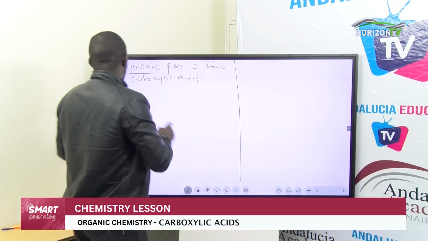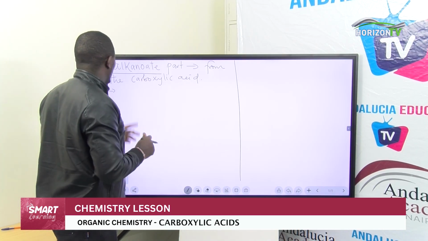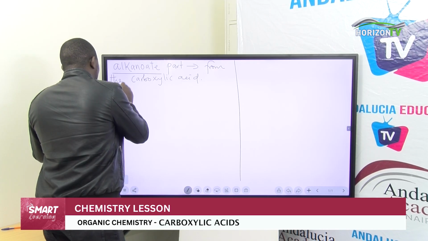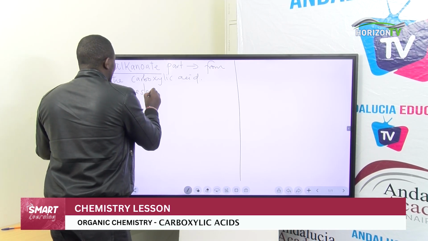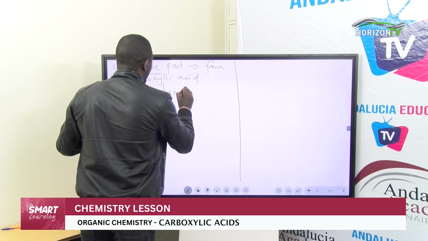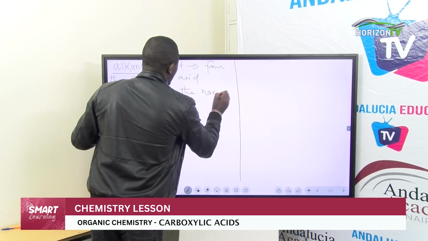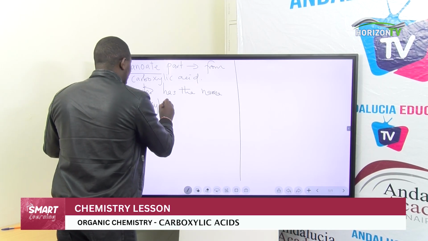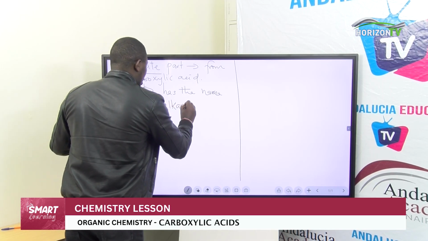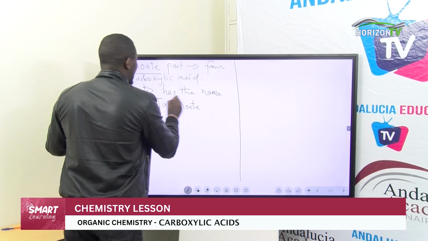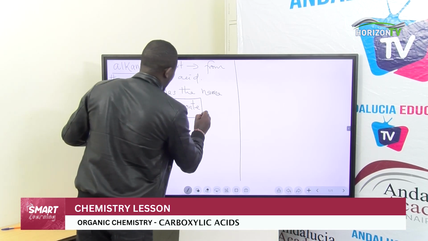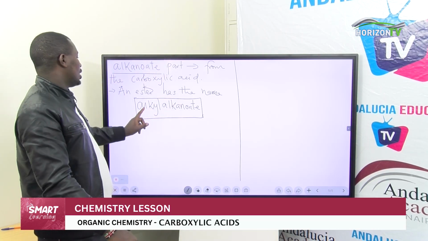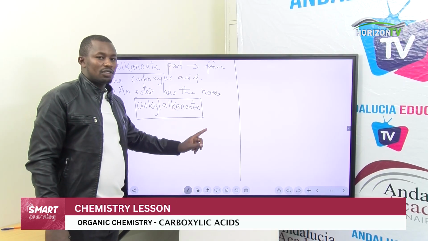So actually we can combine the two parts and see what we have. An ester has the name alkyl alkanoate. Any ester must have the name in that order, alkyl alkanoate. Alkyl from the alcohol, alkanoate from the carboxylic acid.